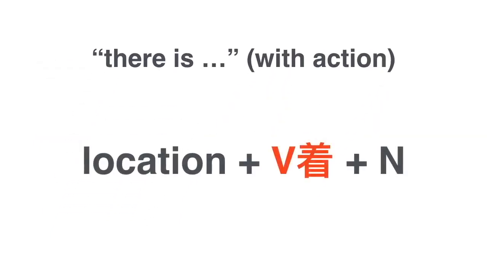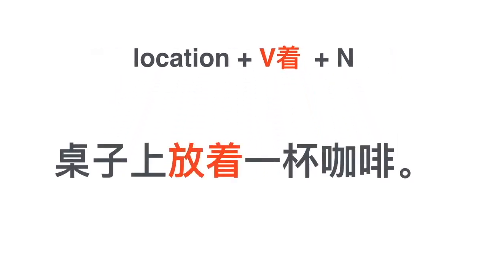We can use the construction location plus verb 着 plus noun. As an example, location here is 桌子 table, and the verb is 放 to place, 着, and the noun is 一杯咖啡 a cup of coffee. 桌子上放着一杯咖啡。There is a cup of coffee placed on the table.